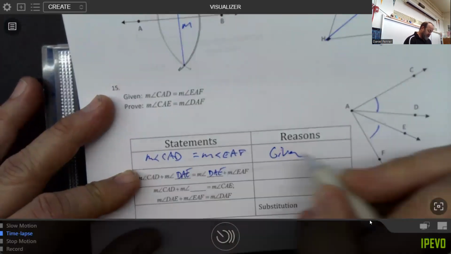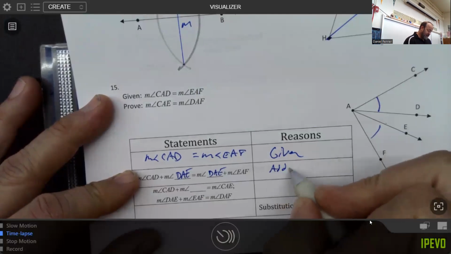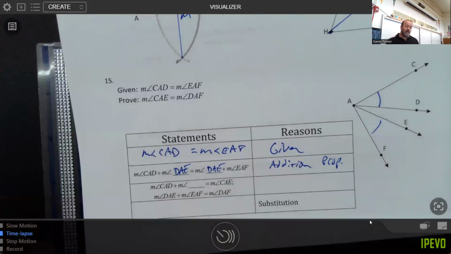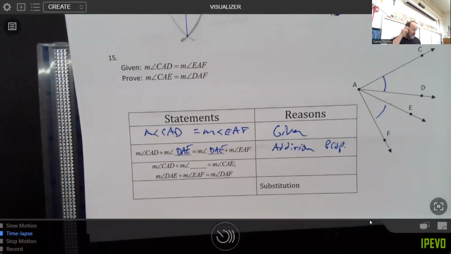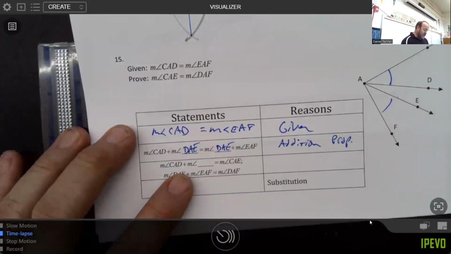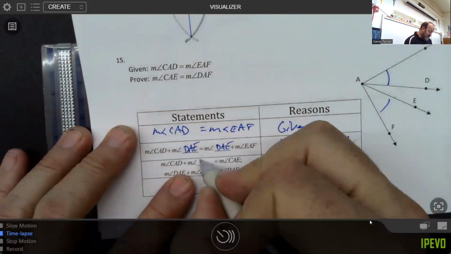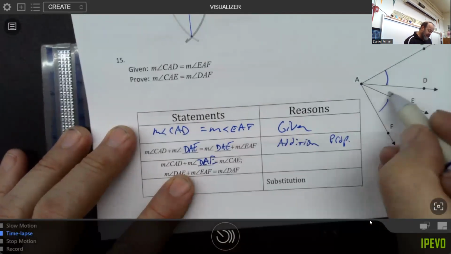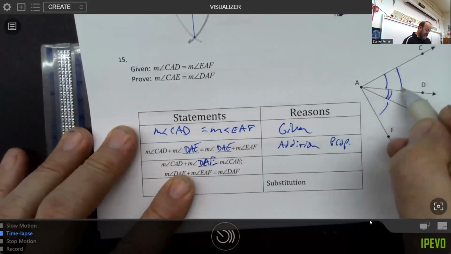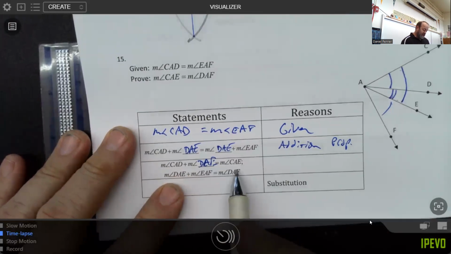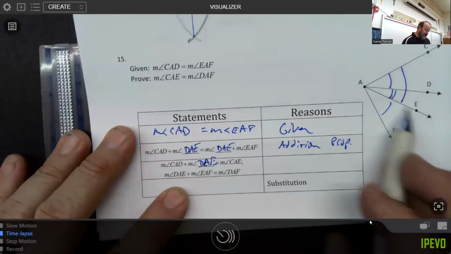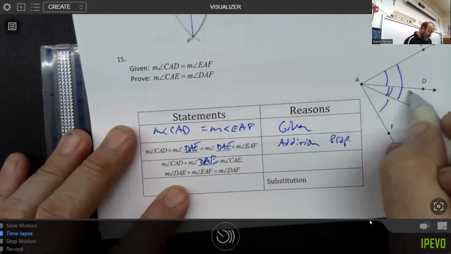And that's just called the addition property of equality. A property of equality is that you can add the same thing to both sides of an equation. Now, the interesting thing is if you did CAD plus DAE, if you look at how that works, CAD plus DAE becomes CAE. And equivalently, DAE added to EAF would become this angle right here.